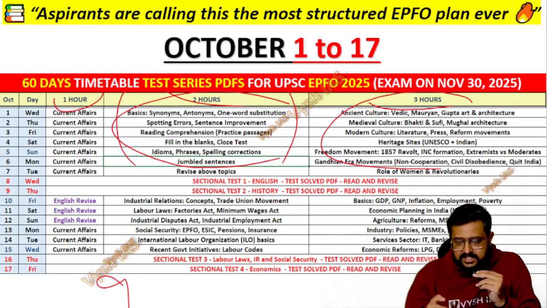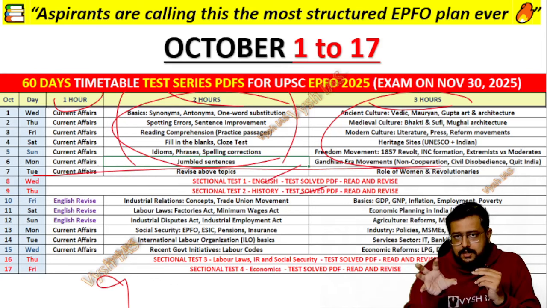So when you finish that first slot, that is now October 1 to 7, then we'll give you a sectional test of English, a sectional test of history. So like this, you will study each section with the notes, and then you will do the sectional test PDF.